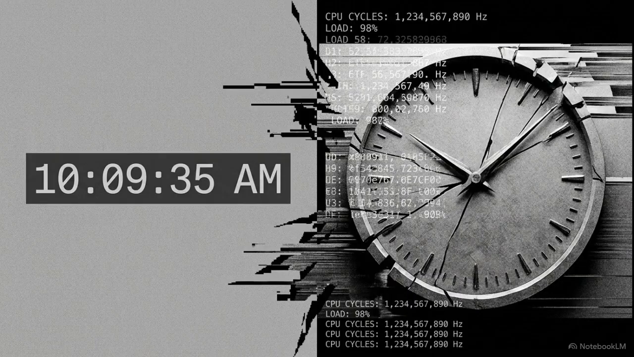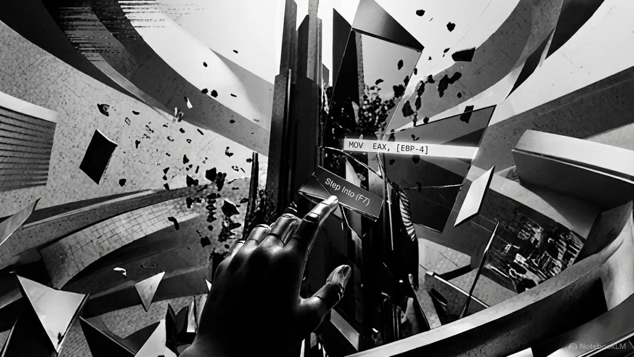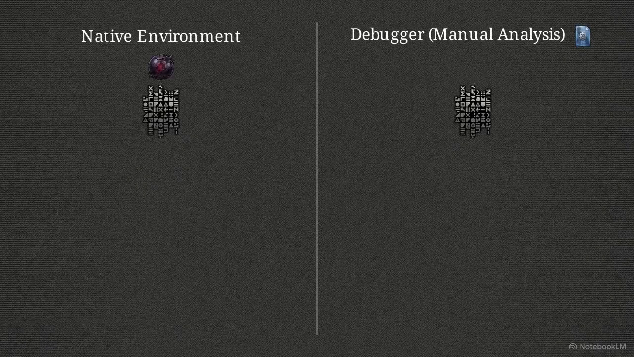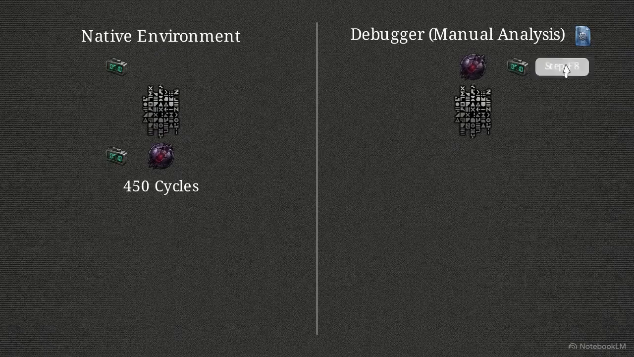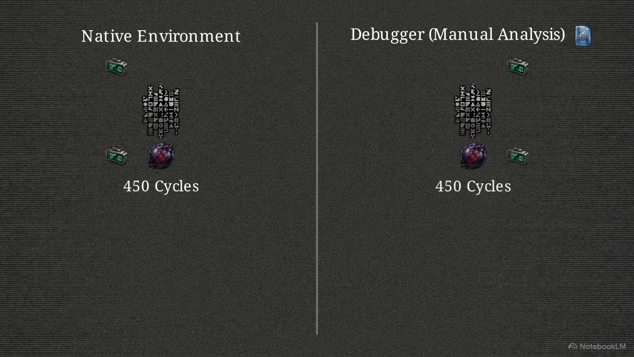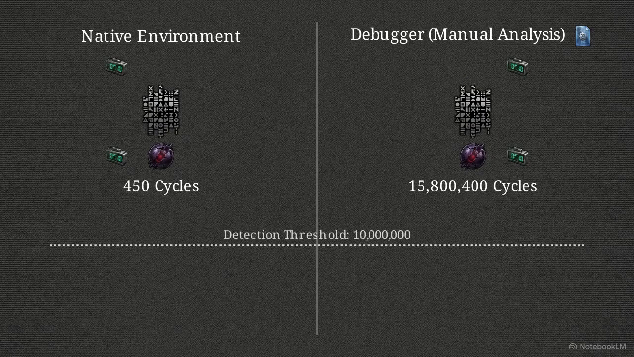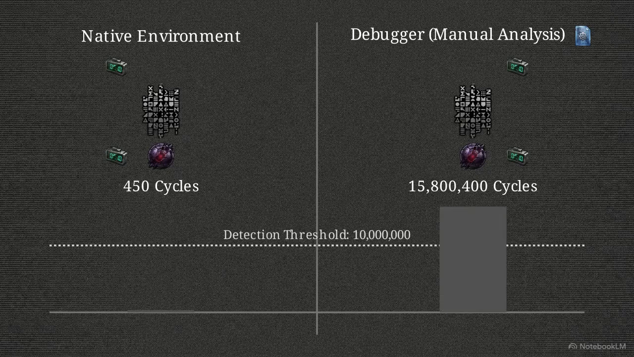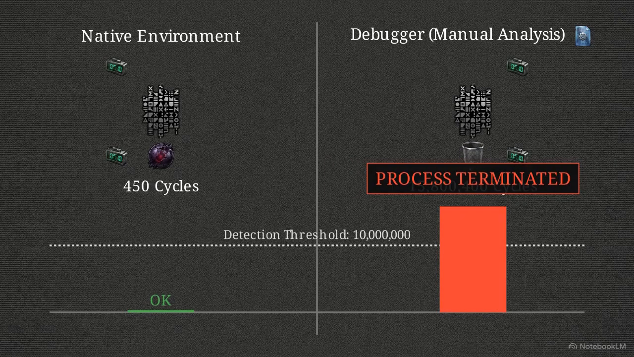Advanced samples don't rely on simple flags. They measure time to sense if an analyst is single-stepping through instructions. Native execution completes in nanoseconds. However, when an analyst pauses the code to examine a function, the cycle count jumps into the milliseconds. The malware uses the RDTSC instruction to detect this discrepancy. If the count exceeds a threshold, the malware terminates.